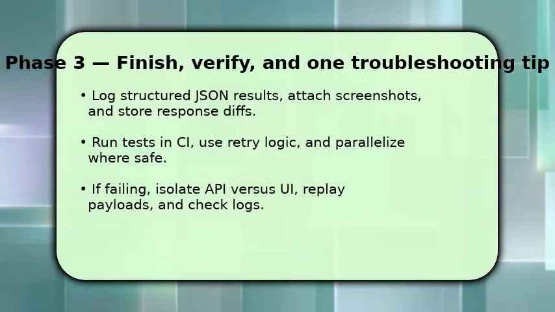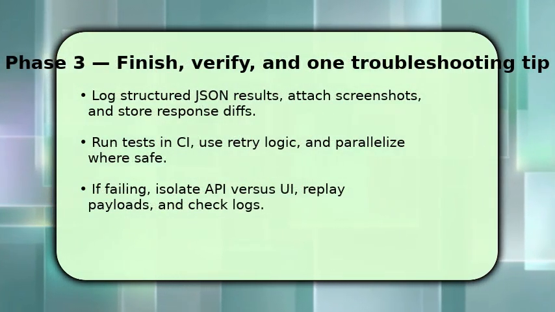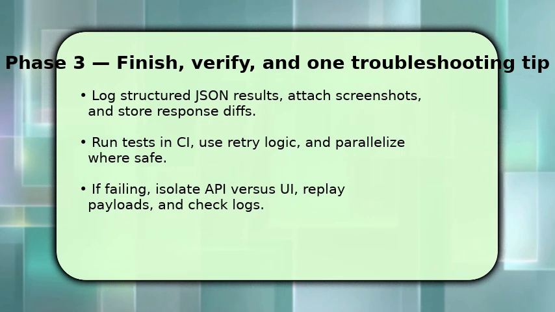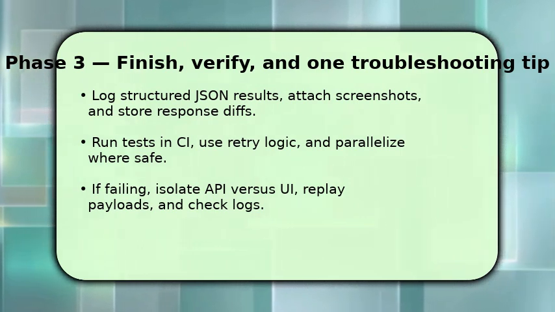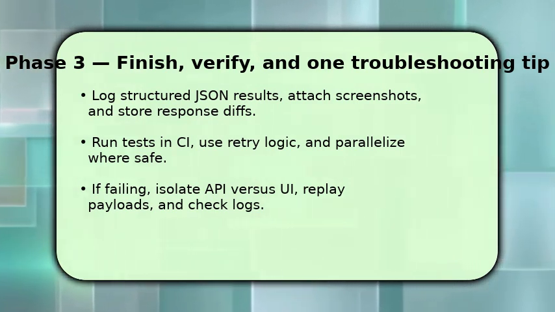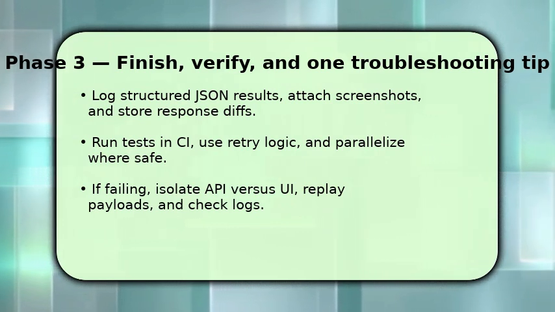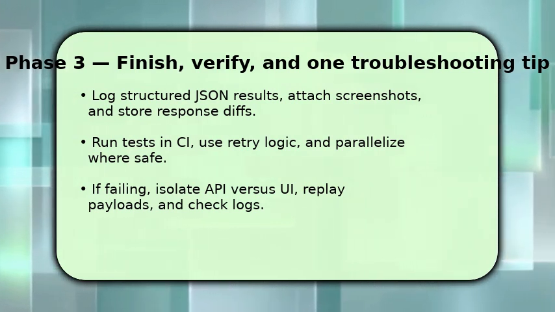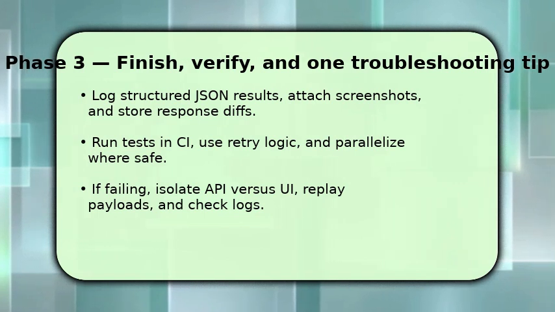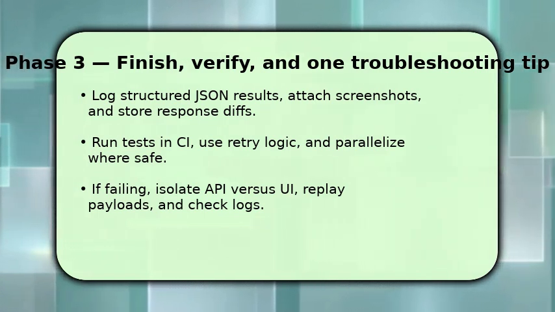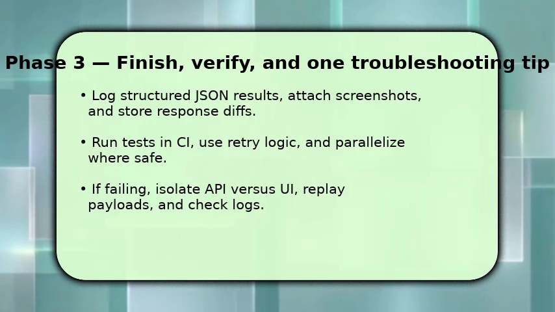You wrap up by producing structured JSON reports, saving screenshots on failure, and recording response diffs so you can trace regressions. Then integrate tests into CI, add sensible retry logic for flaky network calls, and parallelize tests only after ensuring isolation. If something goes wrong, isolate whether the API or the UI caused the issue.